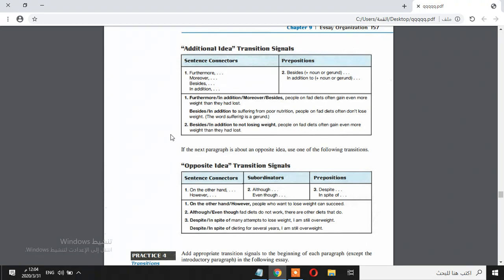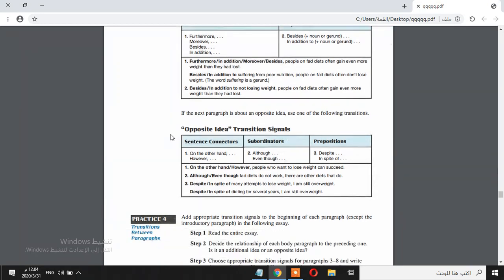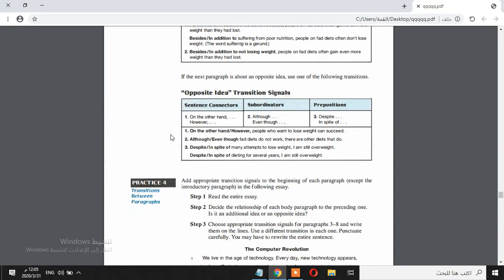On the other hand, despite and in spite of many attempts. What comes after despite and in spite of? Many attempts to lose weight. This is many attempts, this is a noun. A noun. I am still overweight. The main sentence: I am still overweight. Despite, in spite of dieting for several years, I am still overweight.